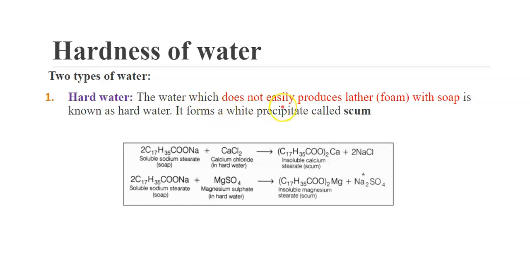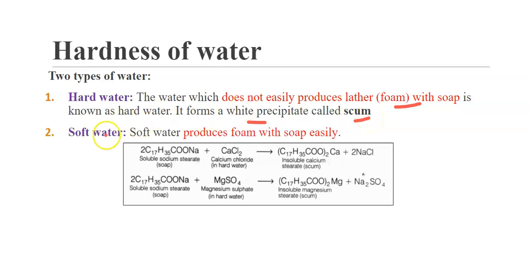The water which does not easily produce lather, or you can say foam, with soap is known as hard water. It doesn't easily produce lather, rather it produces a white, sticky precipitate, which is called scum. Another type of water is soft water. It is the opposite of hard water. Soft water is water which produces foam with soap easily. So this is a simple definition of hard water and soft water.